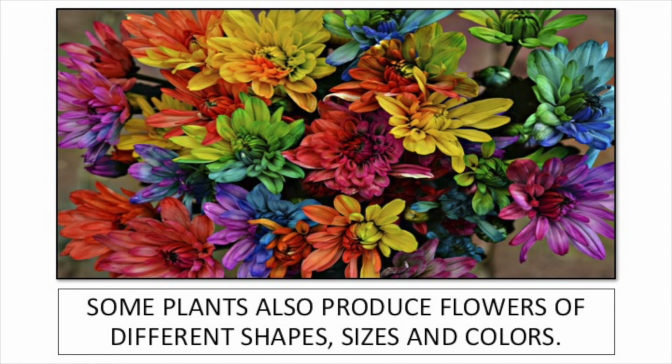Some plants also produce flowers of different shapes, sizes, and colors. And have a look at this picture here, guys. Many different and beautiful colors. Who can tell me some colours they can see? Yellow. Green. Pink. Yes. Red. And look, you can even see some flowers, like this one, are different colours. This one flower is red, orange, green, and yellow. One flower, four colours. Very beautiful.